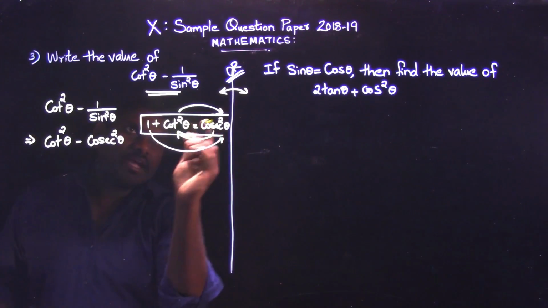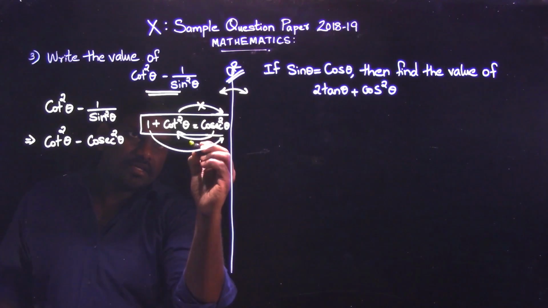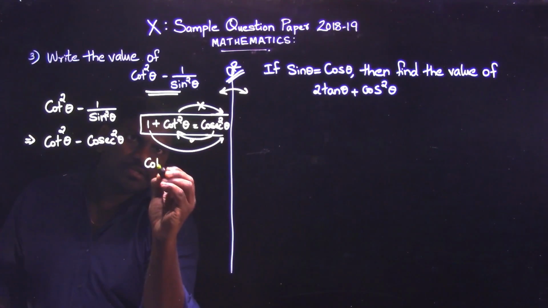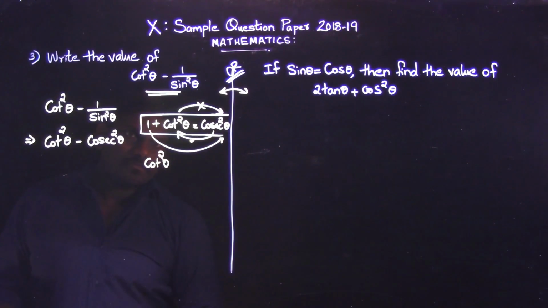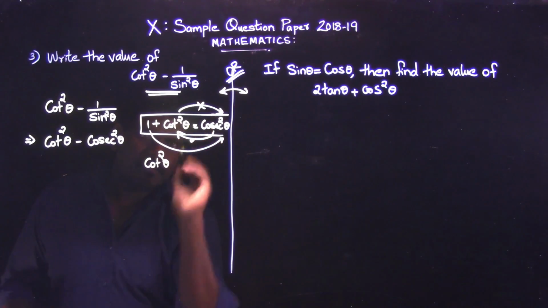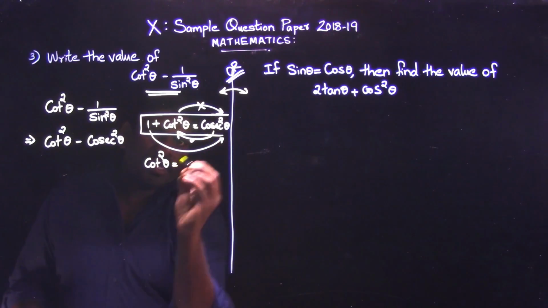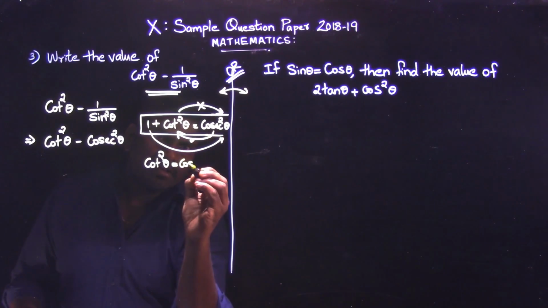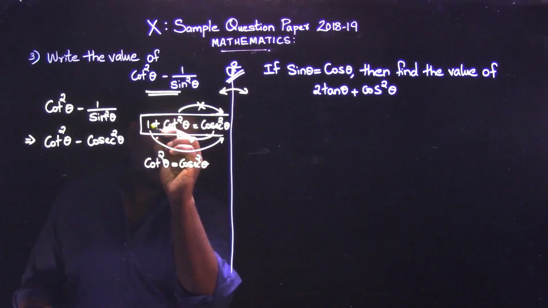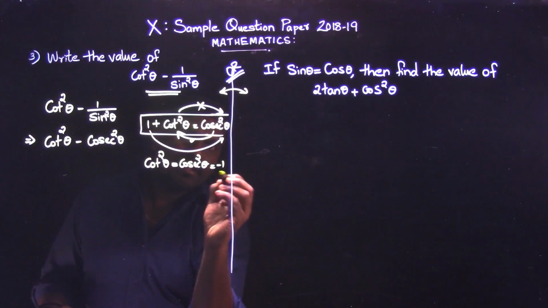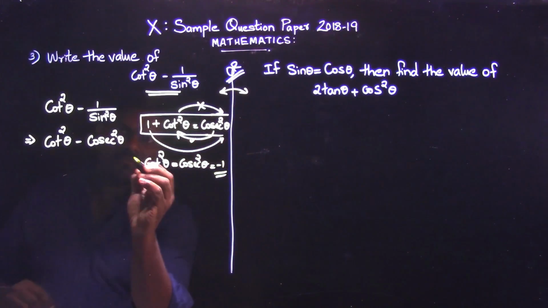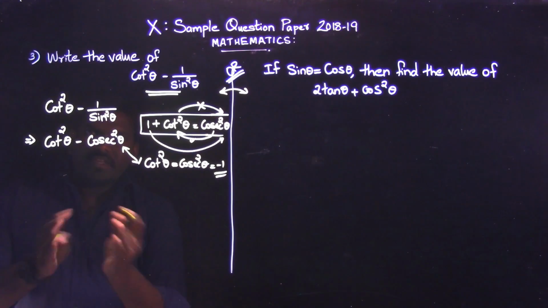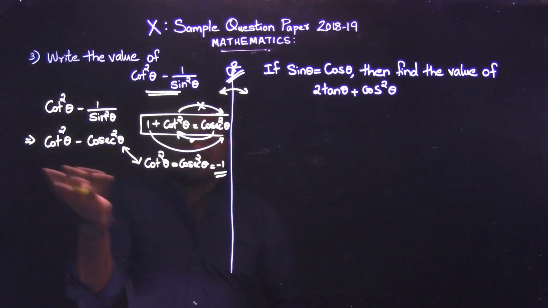Okay, if I do it in this way, cot square is already there. I'm going to bring your cosec square to this side, so it will be minus cosec square theta, and 1 will go to that side and gives you minus 1. Now compare with these two. Do you find any similarity? I do find it's almost the same.